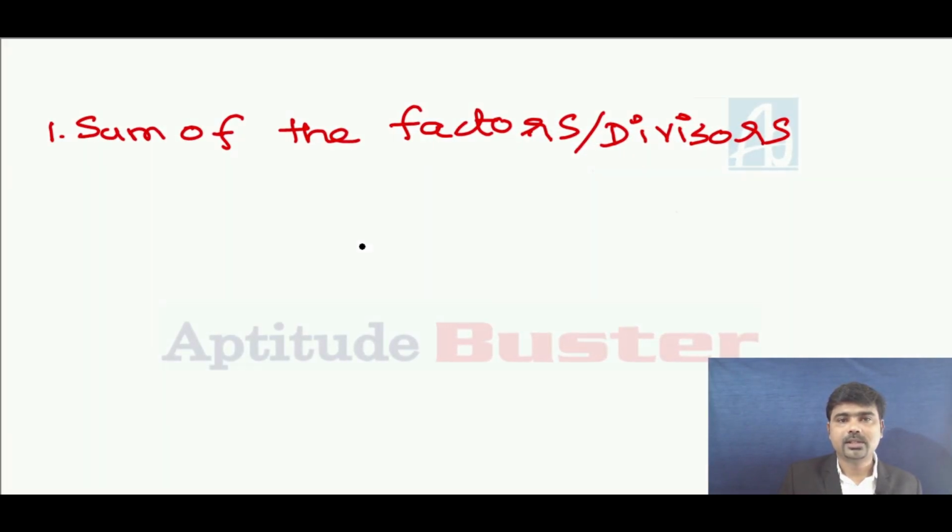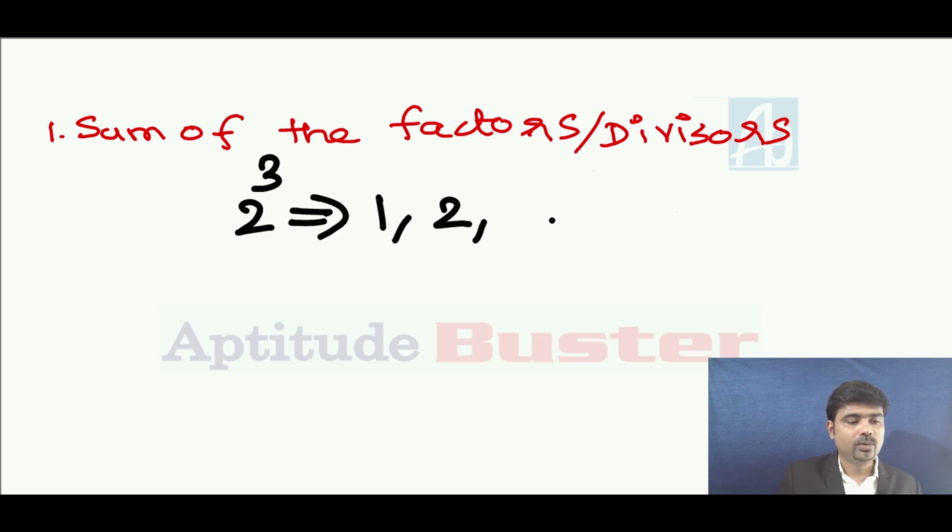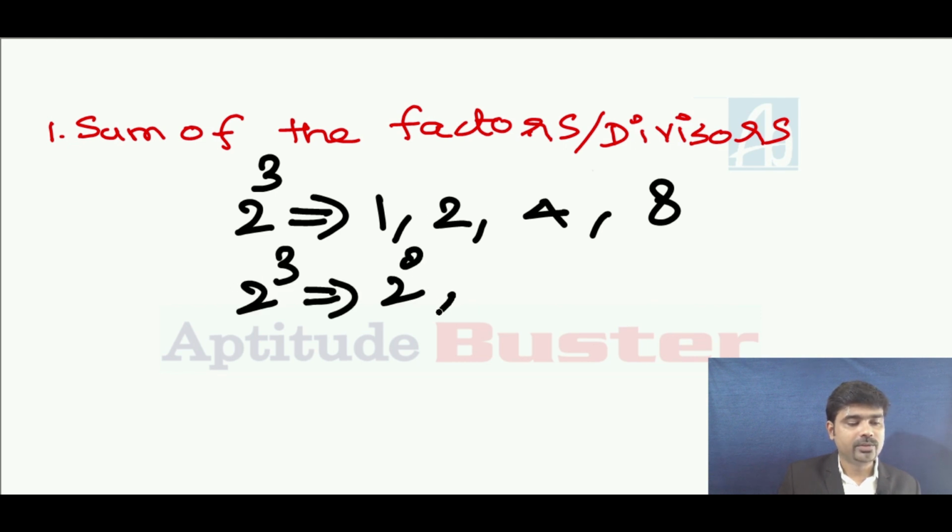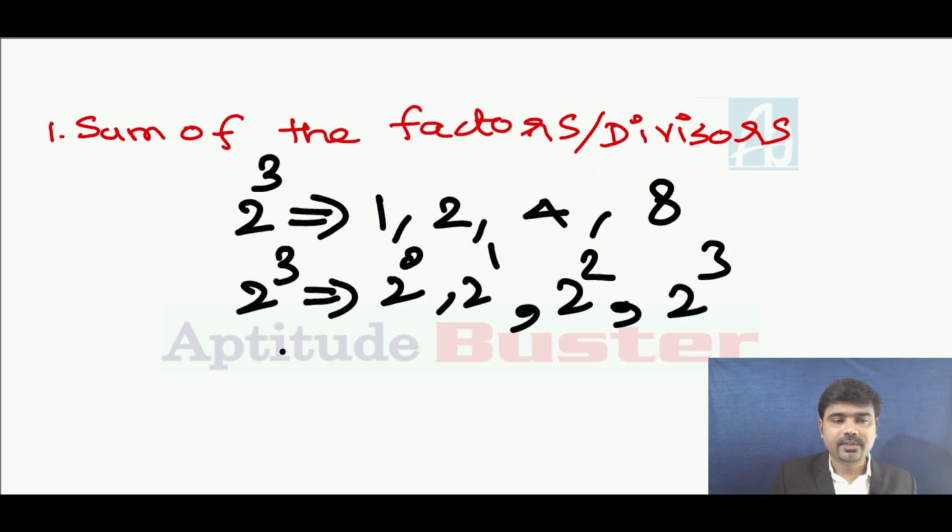We are going to discuss sum of factors. For example, 2 power 3 is divisible by 1, 2, 4 and 8. It is nothing but 2 power 0, 2 power 1, 2 power 2 and 2 power 3. It's a very simple question, that's why we can add easily 1 plus 2 plus 4 plus 8. If the value is very big, it's not very easy to find out the answer.